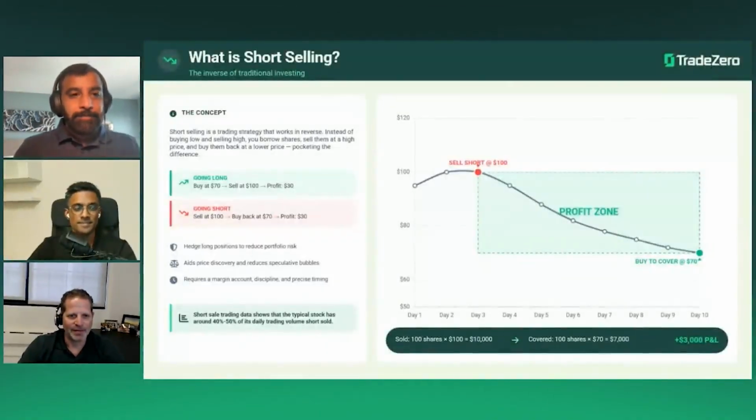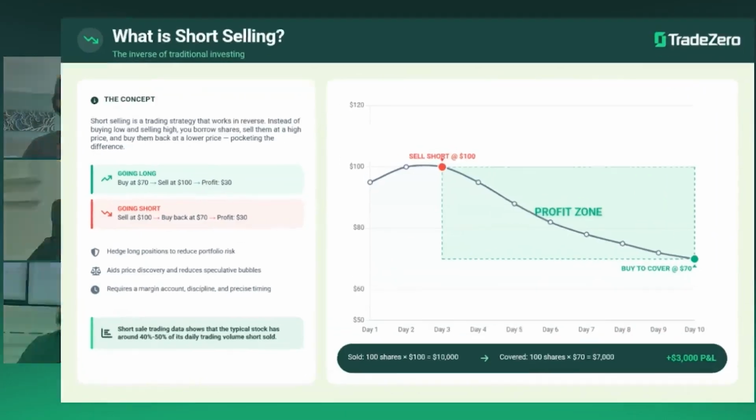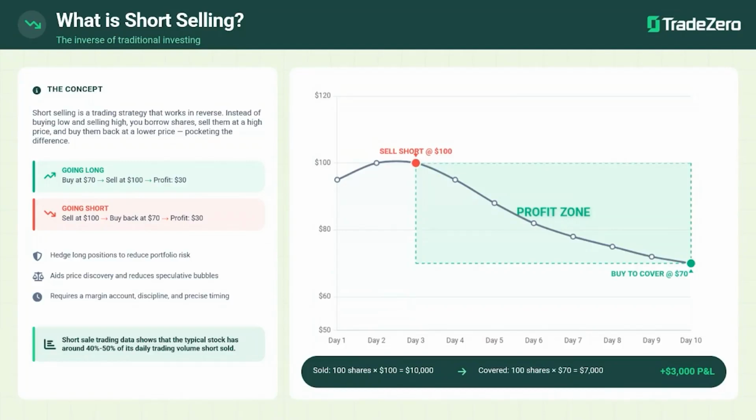All you. Cool. So just getting back to basics, I'm sure most of you in the chat know conceptually how short selling works. But just to describe the trading strategy, you're looking to essentially sell a stock that you don't own at a high price and then buy it back at a lower price, thus making the difference between where you sold it and where you bought it back. This is a great way to hedge long positions to reduce your portfolio risk. It also aids in price discovery and reduces speculative bubbles. This does require a margin account in order to short sell.